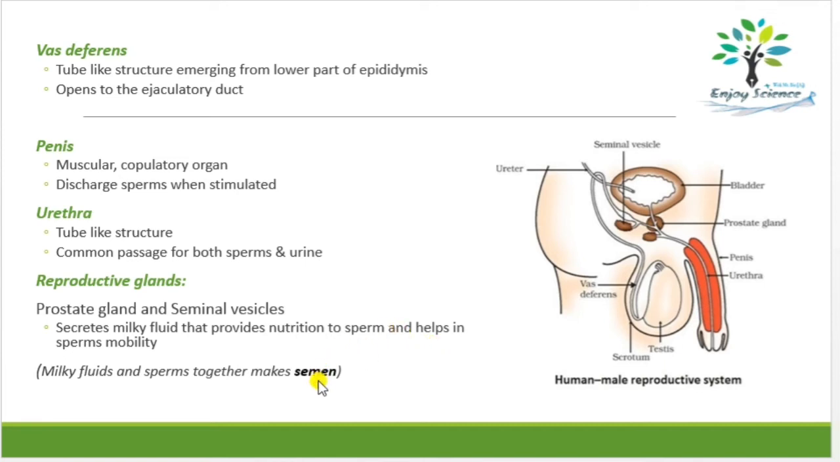And one thing you have to remember is semen. So what is semen? The milky fluid secreted by the reproductive glands and the sperm secreted by the testes together make semen. So the actual thing that comes out from the male during copulation is semen, not sperm. Sperm is just a cell having male genetic components, and that sperm together with the milky fluid makes semen. So semen is the actual substance that comes out from the male during copulation.